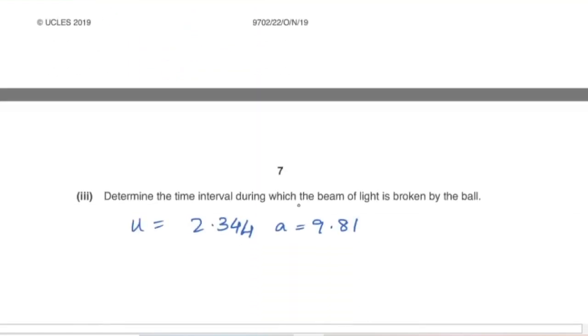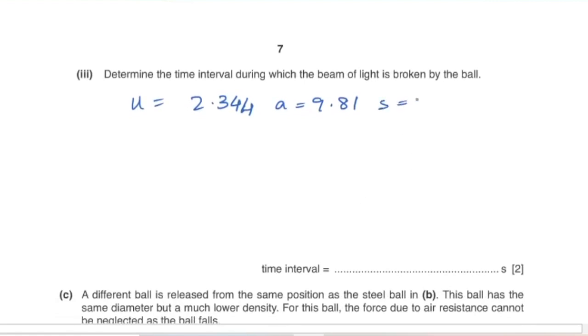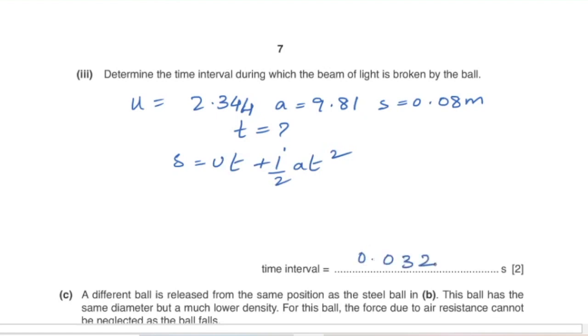So we can write that the distance it will be covering is 0.08 meters, and we need to find the time interval for this. Now we can use again the same formula, s equals ut plus 1 by 2 at square, and when you substitute your values, you'll get a time interval of 0.032 seconds.